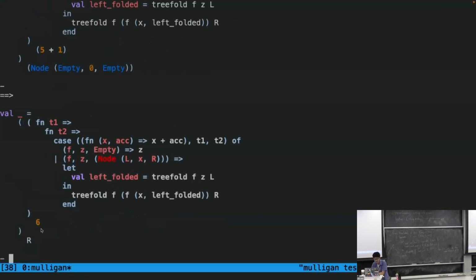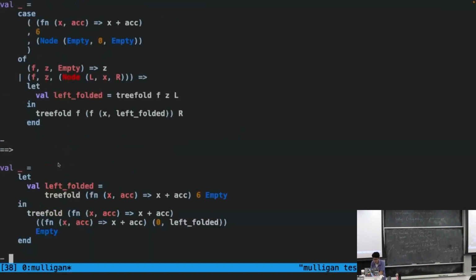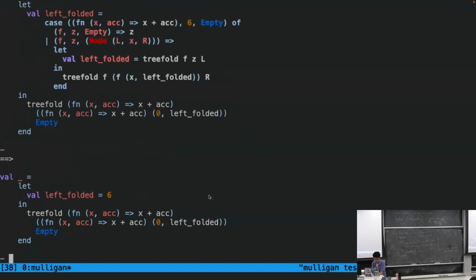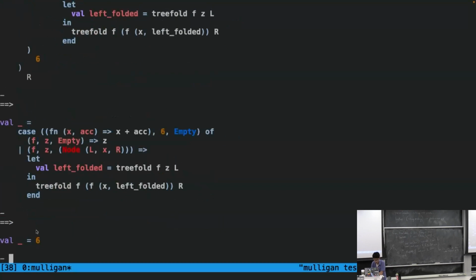So here we see 5 plus 1, this guy right here. I have the 6. I apply it again. So now I'm into this call to treefold L on the right subtree. But now my accumulator is 6. It's not empty, so I enter into another call. This one is empty, so it's just going to return 6. Okay? And then finally, I add 6 to 0, and I get 6. Did that make sense for everyone?